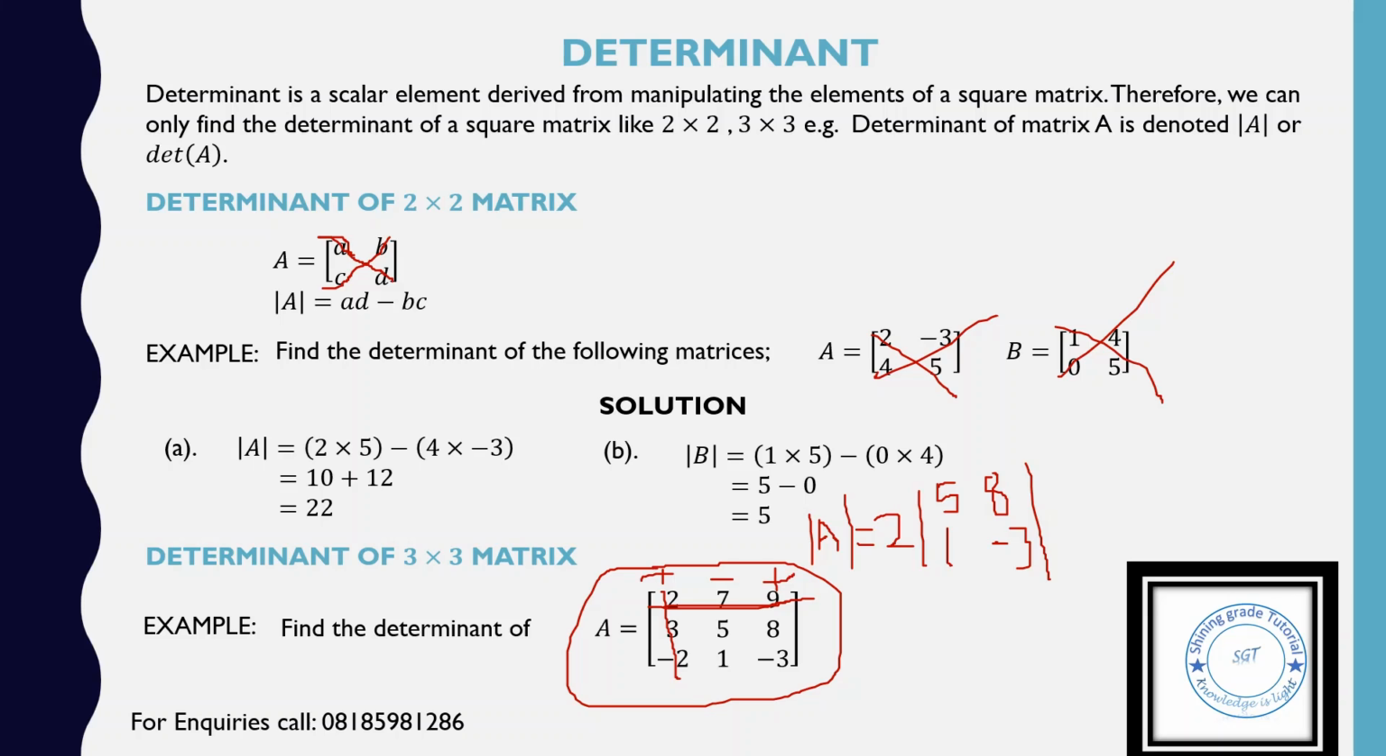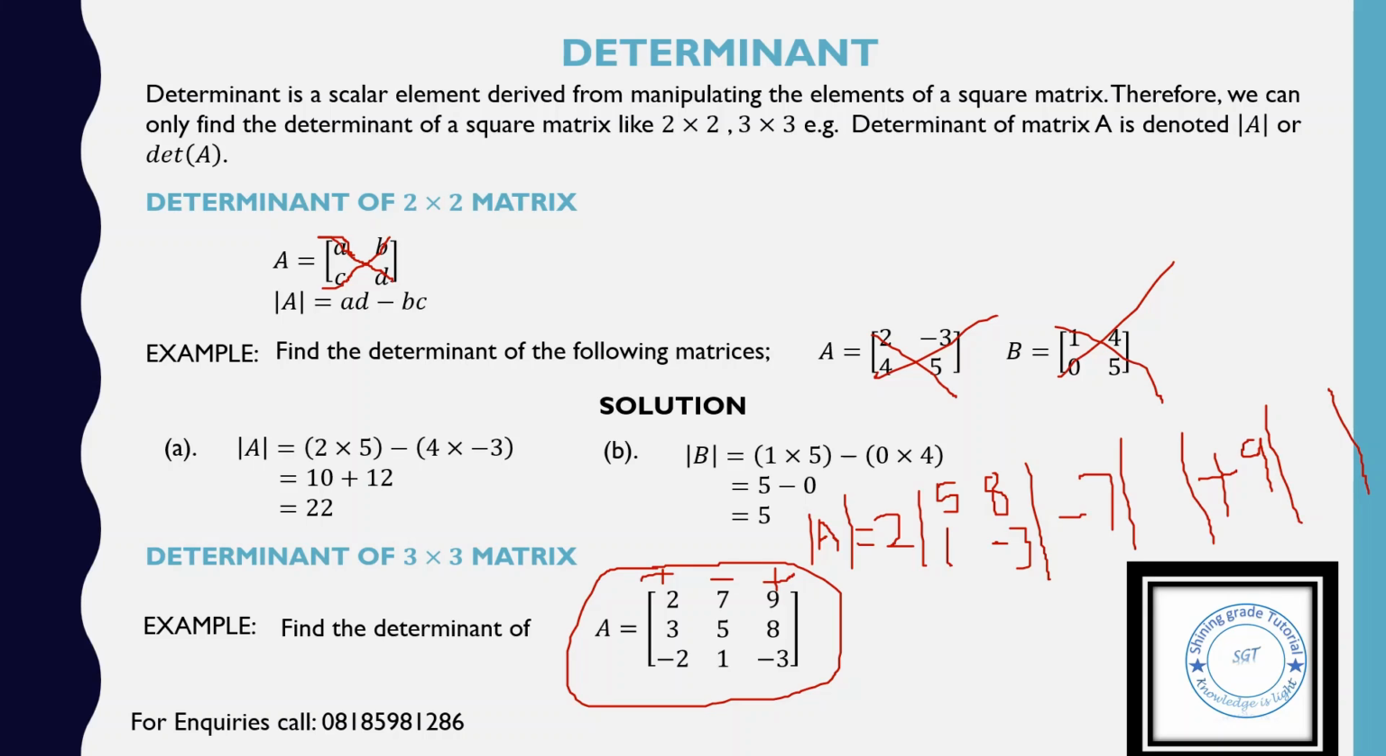Now what is the sign here? Minus. So minus, what is the element here? 7. Minus 7. Now we have the element 7, the sign is minus, so minus 7 times a 2 by 2 matrix as well. Then plus 9. The sign is plus 9. The 2 by 2 matrix follows as well.